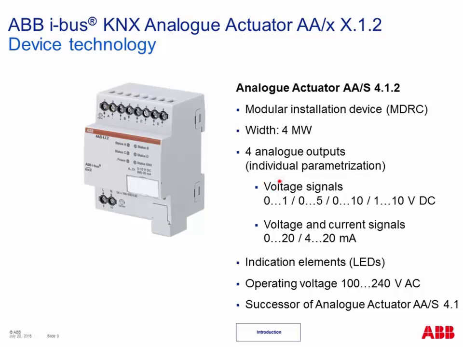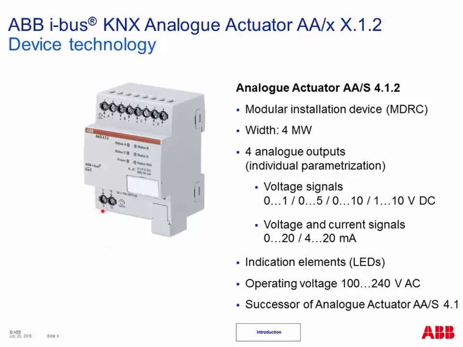And which kind of analogue signals can be provided? Voltage signals, 0 to 1, 0 to 5, 0 to 10, and also 1 to 10 volt DC, of course. And additionally, a current signal, 0 to 20 or 4 to 20 milliampere, also sometimes in use for controlling any actuators outside. We have indication lamps, LEDs here, we will explain later.